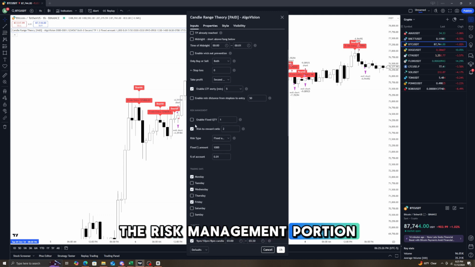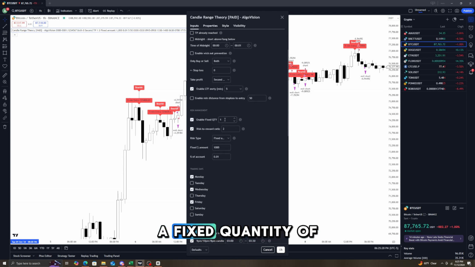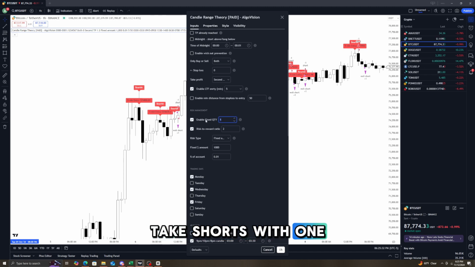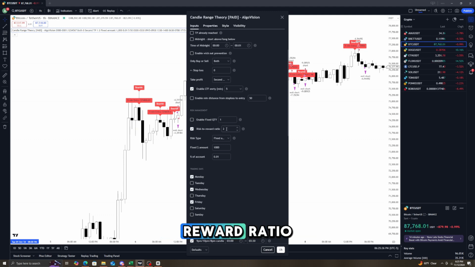The risk management portion, you can enable a fixed quantity of Bitcoin to buy or sell, so it will only take shorts with 1 Bitcoin contract, so that is 1 Bitcoin. The risk to reward ratio, this is a good one because it will only show setups and only take setups where the risk to reward is at least a 2.